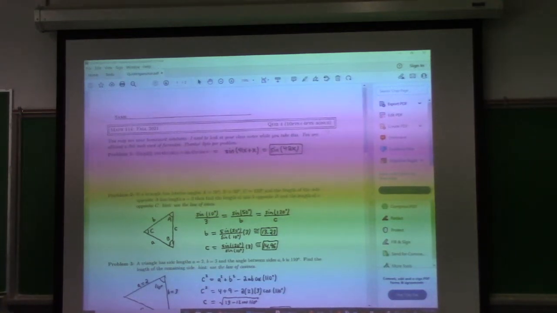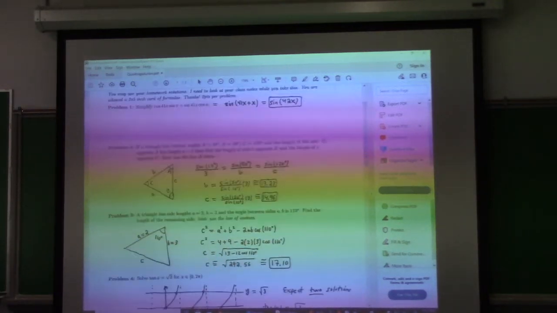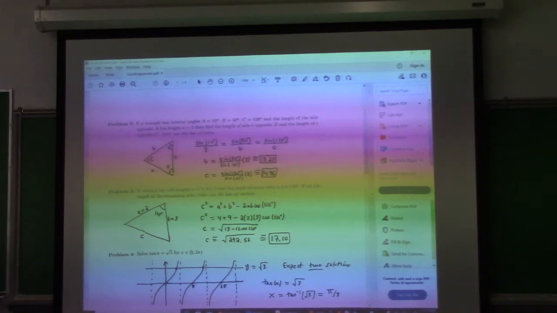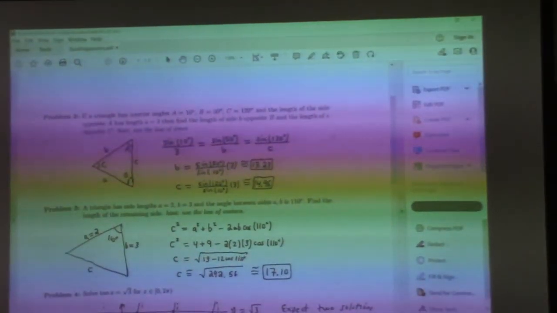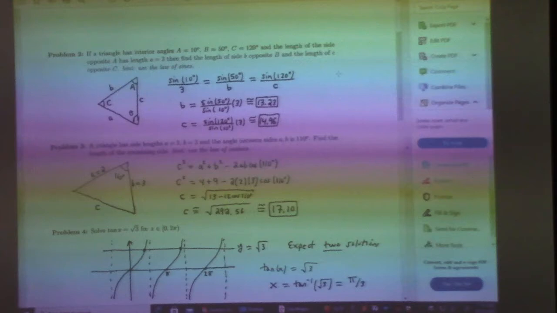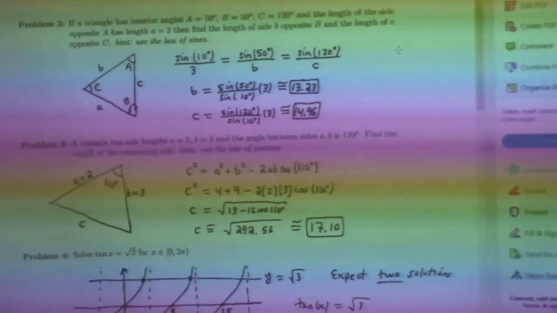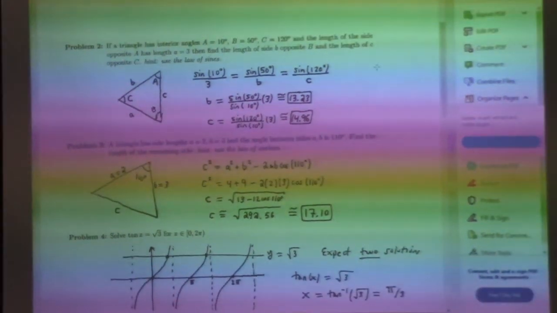So problem 2. Yowzers. That's very hard. For problem 2 here, this is a law of sines problem, and so if I can zoom in a bit. Sorry about the rainbow effect here. I don't know how to stop that, but anyway, here we go.